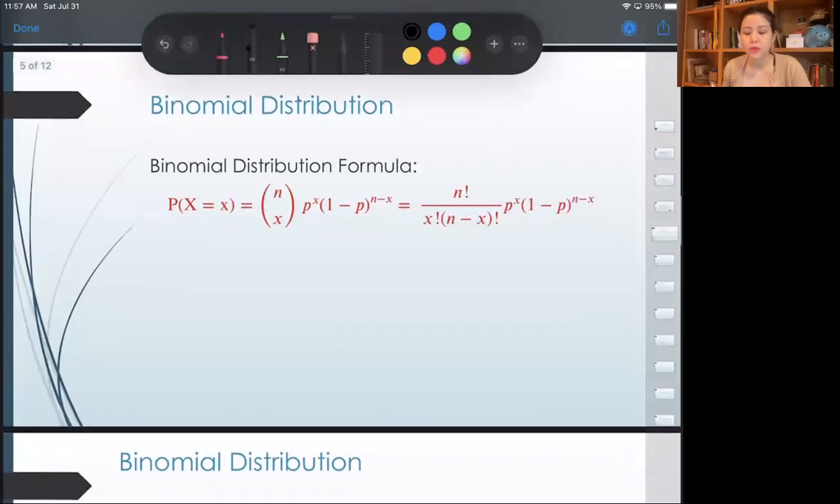And here is the binomial distribution formula. So if I ask you to find the probability of getting heads exactly 7 times or 5 times, this is how you calculate your probability.